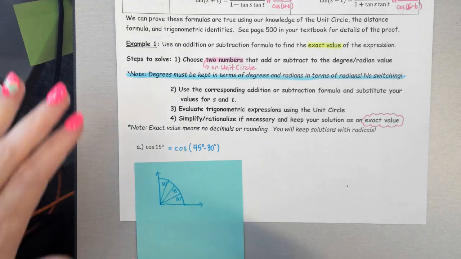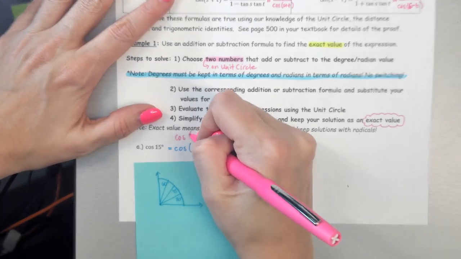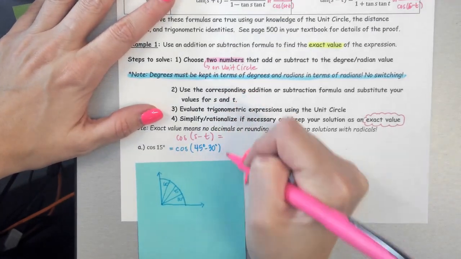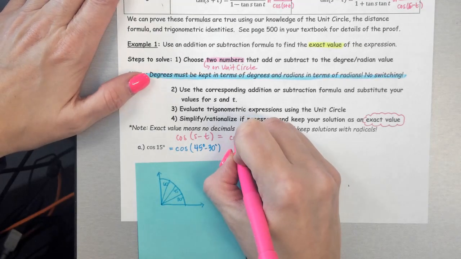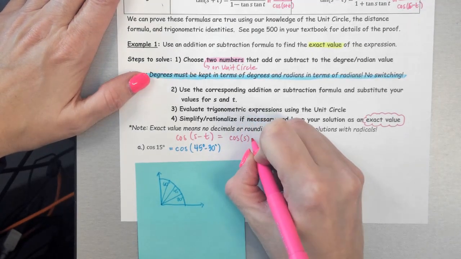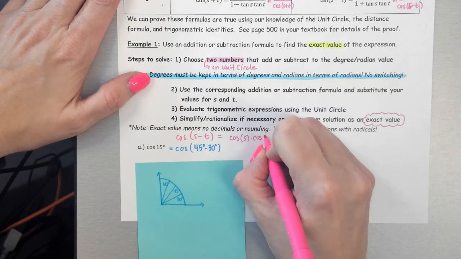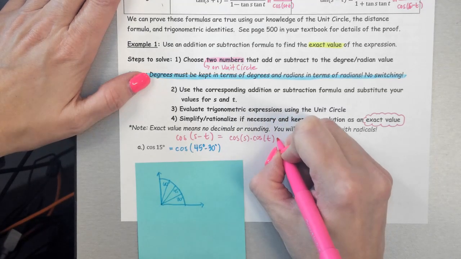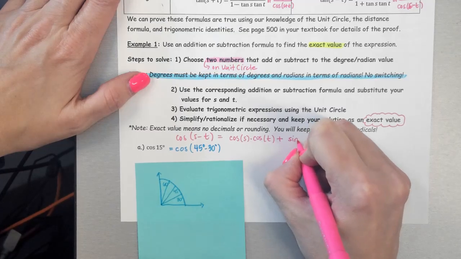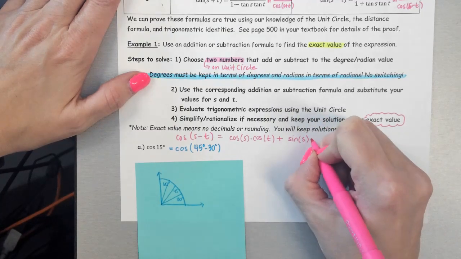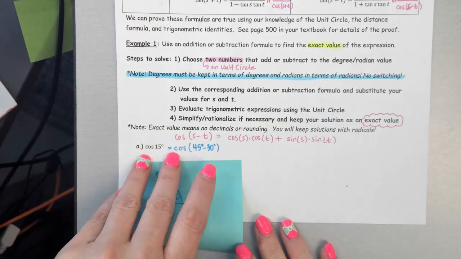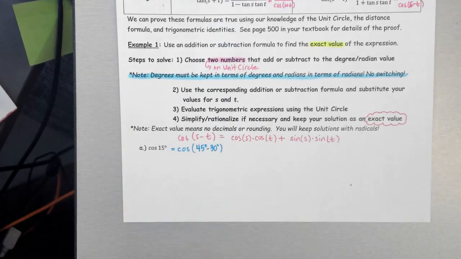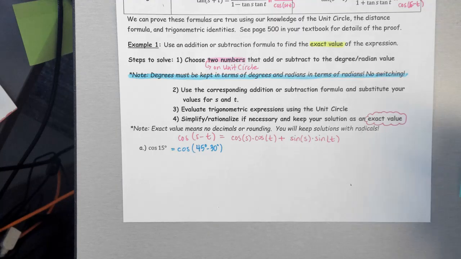Okay, and then we're going to use our subtraction formula. So it's the cosine of s minus t. So if we look above, we can see that means you're going to do the cosine of s times the cosine of t plus the sine of s times the sine of t. Sometimes I put those in parentheses because the s and t are a little confusing sometimes.